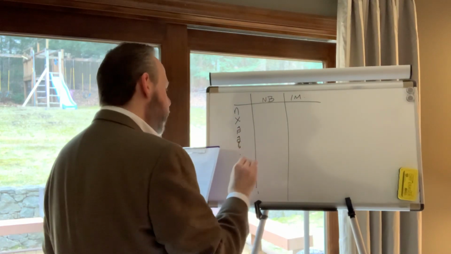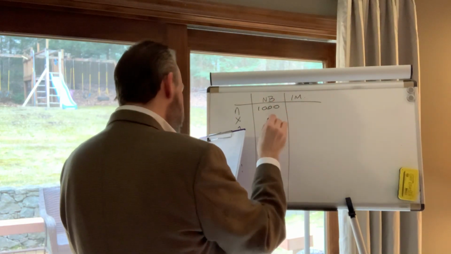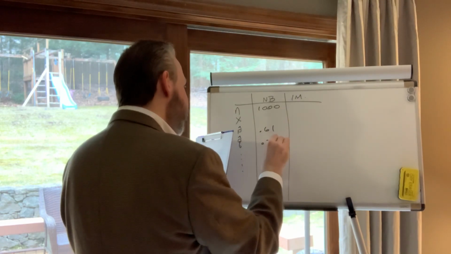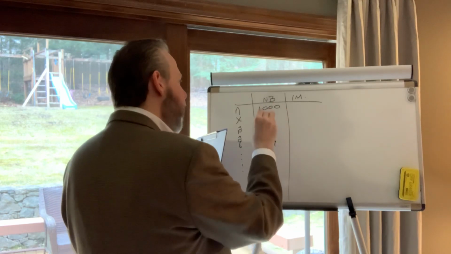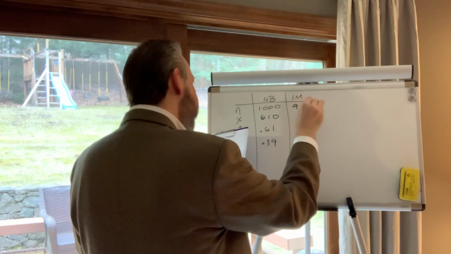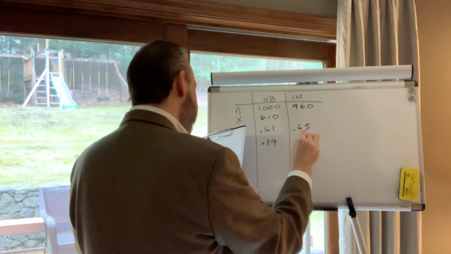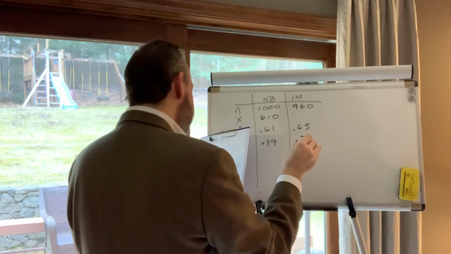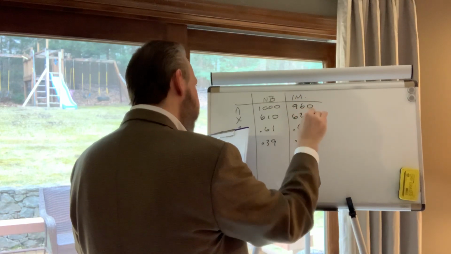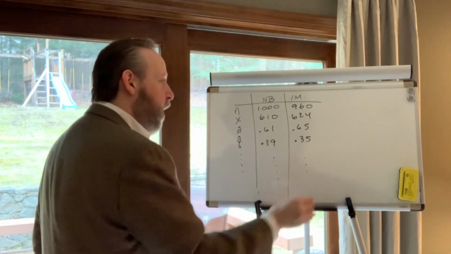I'm going to just say we would have continued it. There were 1,000 natural-born. It said 61% passed the test. That means 39% didn't. And 61% of 1,000 is 610. It also said that of 960 naturalized immigrants, 65% passed the test, so 35% didn't, and 65% of 960 is 624. And we would keep going with the conditions, which I'm not going to do right now.